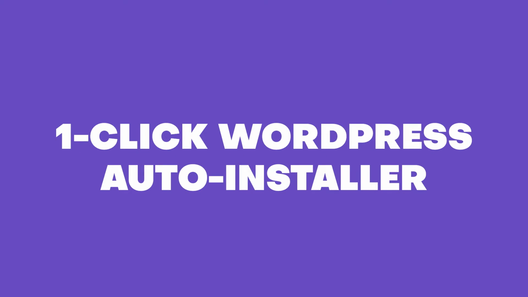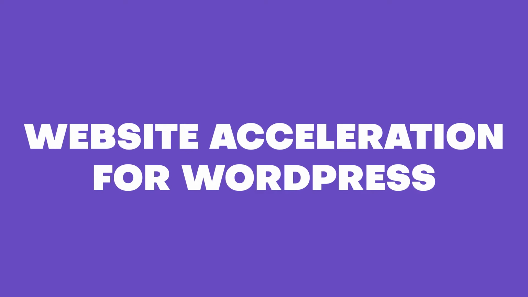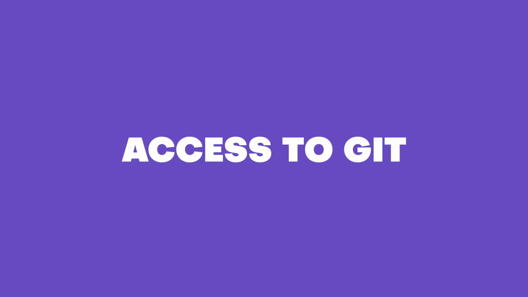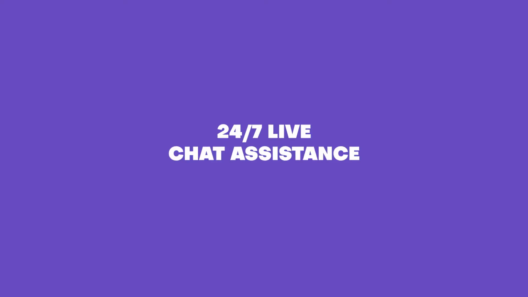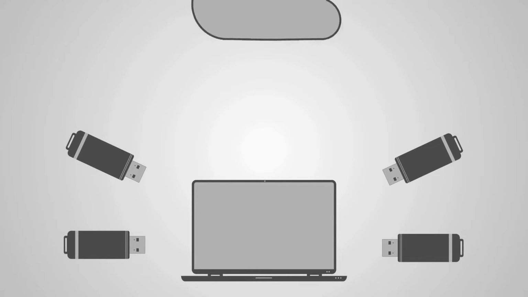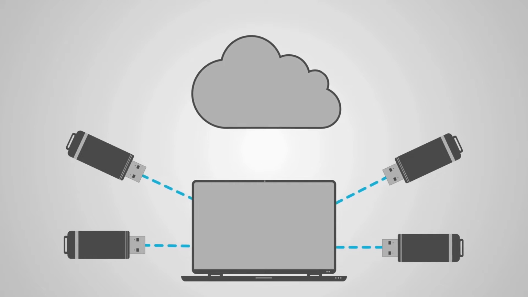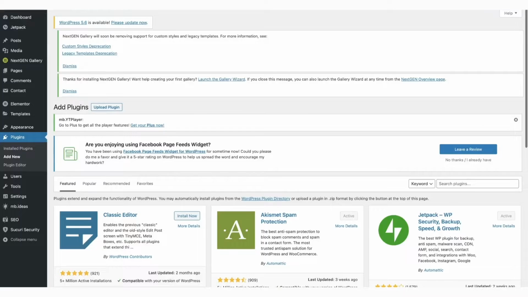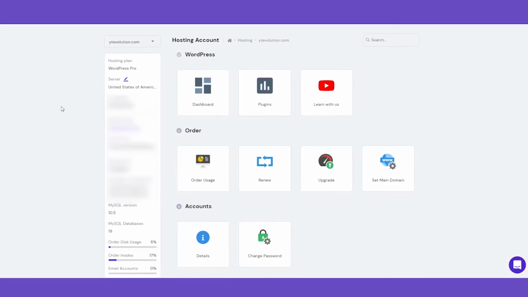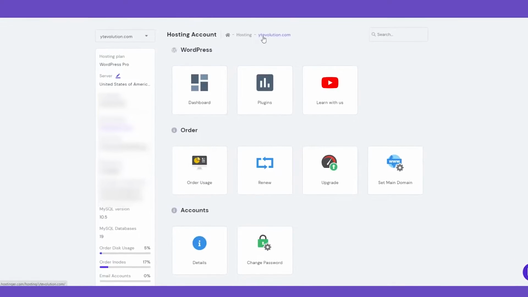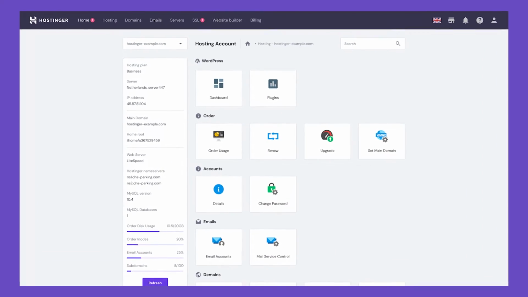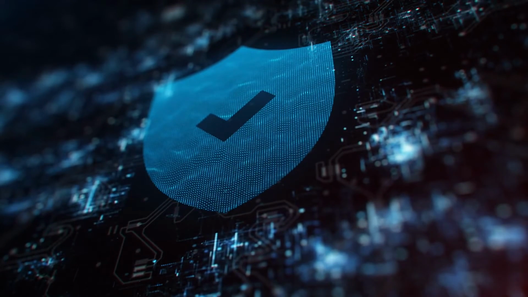One-click WordPress auto-installer. Website acceleration for WordPress. No-cost SSL certificate. Access to Git. CDN Cloudflare. And 24/7 live chat assistance. Additionally, you receive access to their unique hosting control panel with each package. This cPanel substitute, known as hPanel, provides all the features you typically get with cPanel hosting companies. A variety of apps and cutting-edge tools are included with Hostinger's premium shared hosting. Cache optimization, drag-and-drop file management, the PHP manager, and security features are all included.